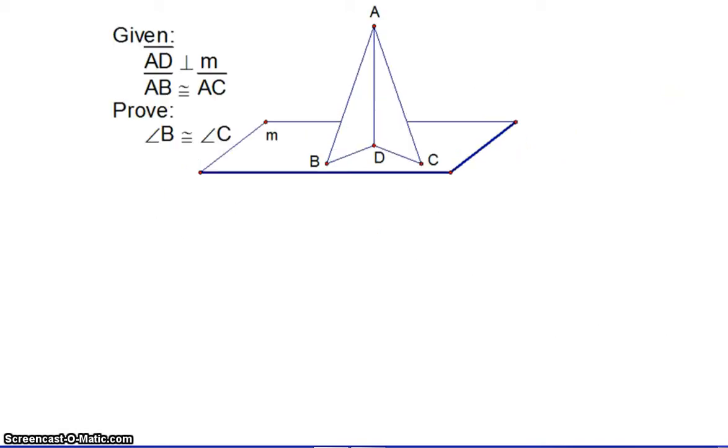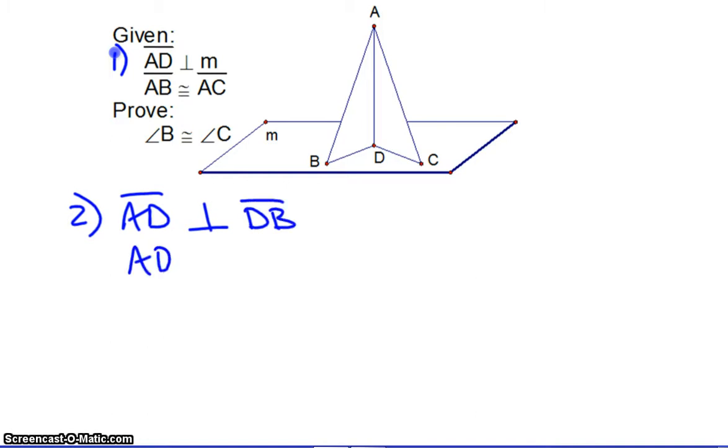In this one, this proof is very similar to a proof that you guys were doing yesterday, but we have one extra addition here because we have that it is perpendicular to the plane. So in this case, we start off with AD is perpendicular to plane M. And then we can say that AD is perpendicular to DB, and AD is perpendicular to DC. A reason?